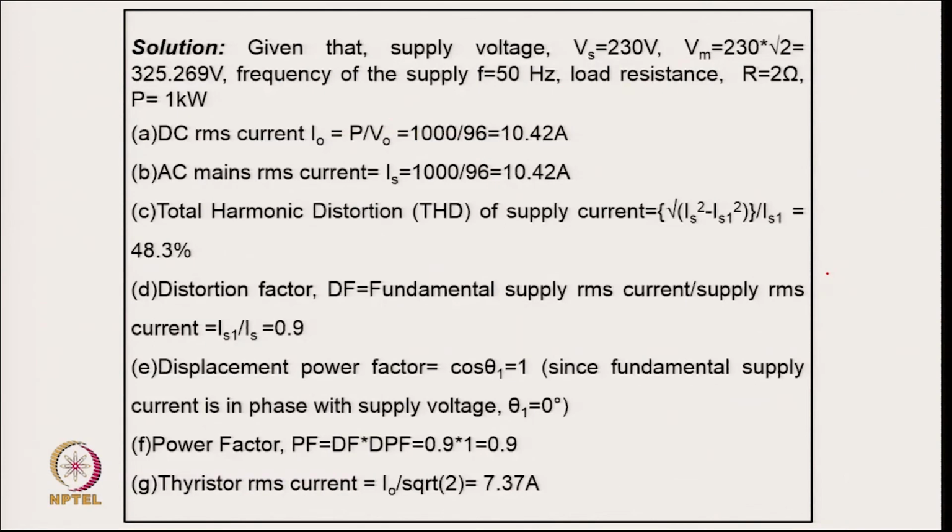So, taking all the data, the DC side current, then the AC side RMS current from that, and we can have the total harmonic distortion factor, then your distortion factor. Displacement factor comes to 1 because you are not able to control, and power factor is 1, and the thyristor current is this many amperes or so.